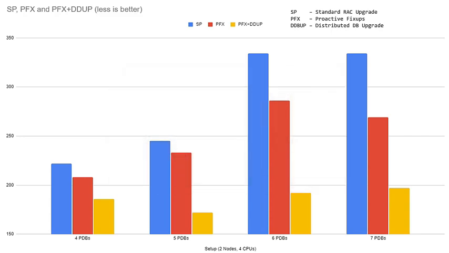We did a benchmark on a 2-node system with 4 CPUs. The blue column are the standard RAC upgrades that AutoUpgrade has been able to do for many years. This is how we used to upgrade RAC databases. If you enable proactive fixups that we talked about a little earlier, there is a gain. You can see that from the red columns, they are smaller than the blue columns, meaning that the upgrades complete faster with proactive fixups. But the huge benefit actually comes from distributed upgrade, which is the yellow column. It is much smaller than the red and the blue column.